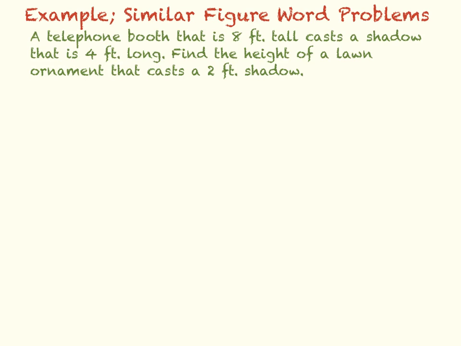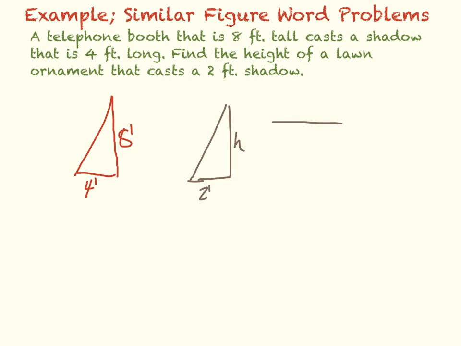Next example, a telephone booth that is 8 foot tall casts a shadow that is 4 foot long. Okay, so we have a telephone booth that is 8 feet tall and casts a 4-foot shadow. And this is standing next to a lawn ornament. So the height of a lawn ornament that casts a 2-foot shadow. So it's a 2-foot shadow, and we don't know how tall it is. So we're going to set up our proportion.